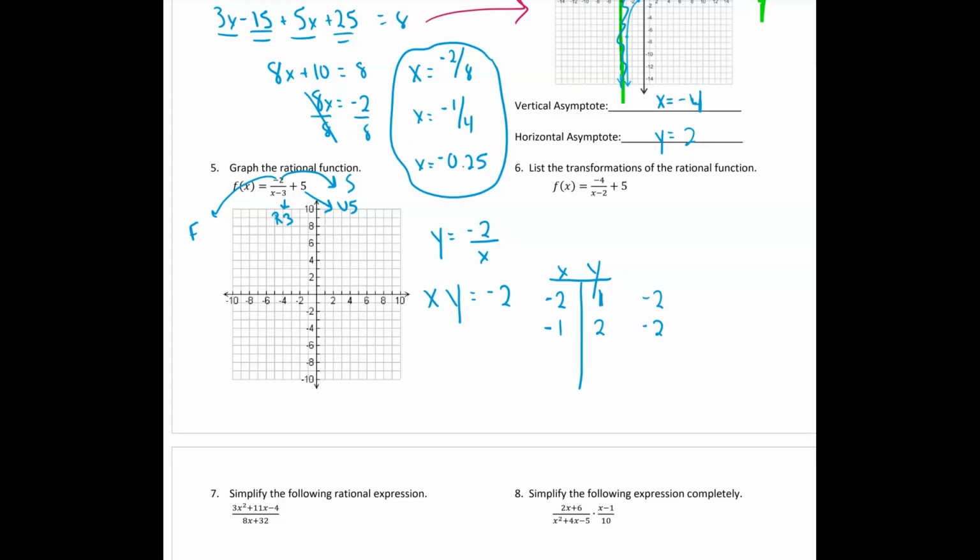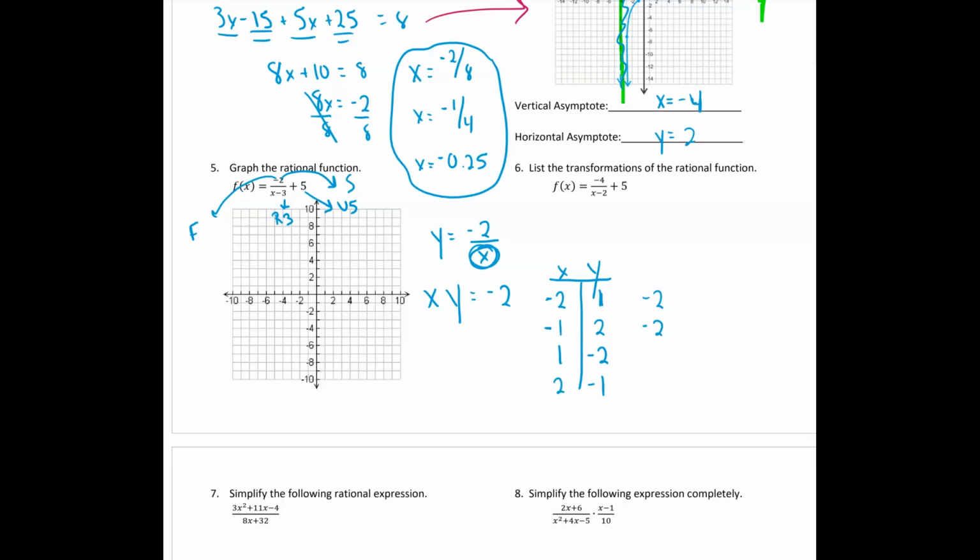And then remember, you never pick 0 because this denominator isn't allowed to be 0. You can't divide by 0. I could pick a positive 1, and then y would be negative 2. And I could pick a 2, and then y would be negative 1. So I'm going to graph those points really quickly. Actually, no, I'm not going to graph those points really quickly.